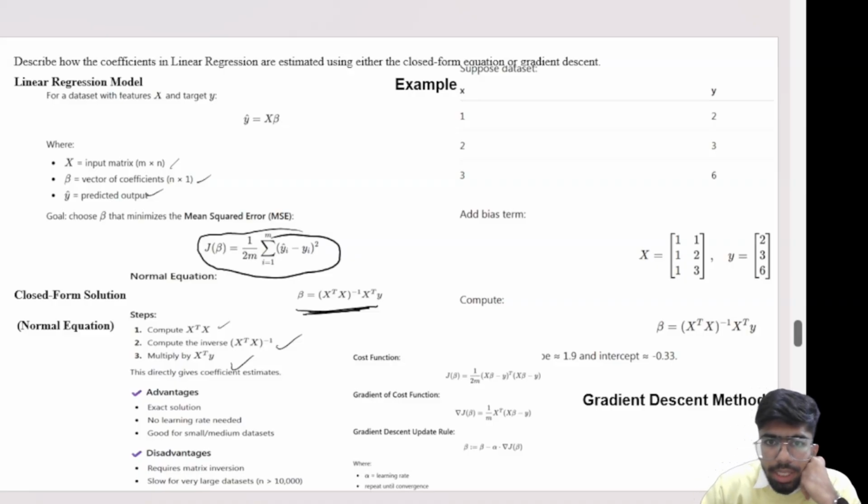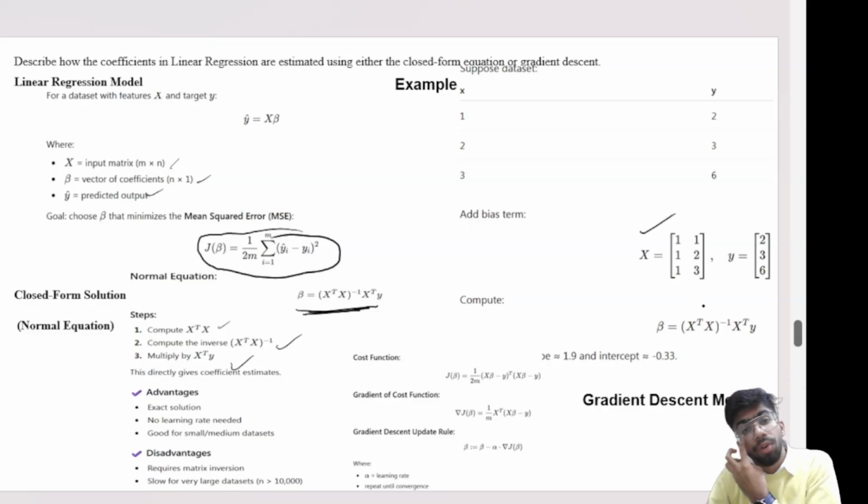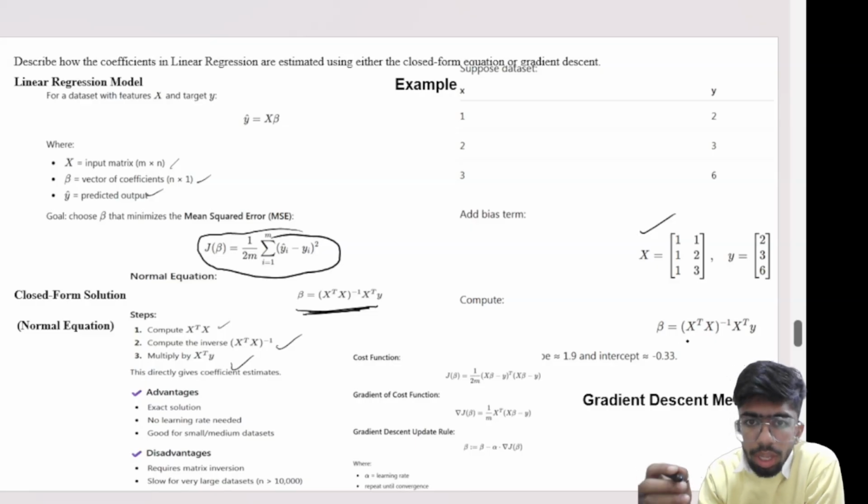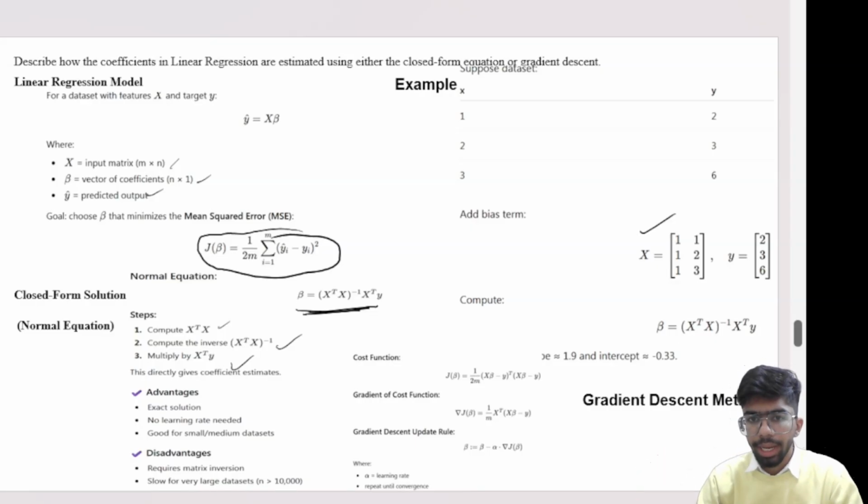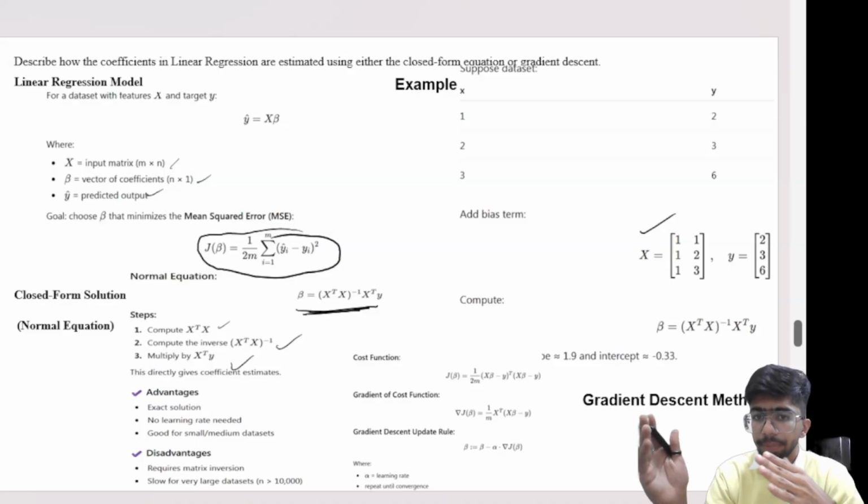Okay, from the slide we can see the matrix X has features 1, 2, 1, 3, and y is 2, 3, 6. If we calculate beta, we get the slope as 1.9 and an intercept of negative 0.33. This creates a line that best fits the data points.